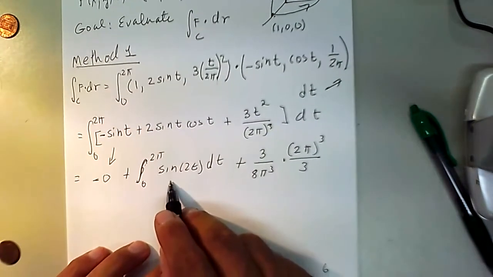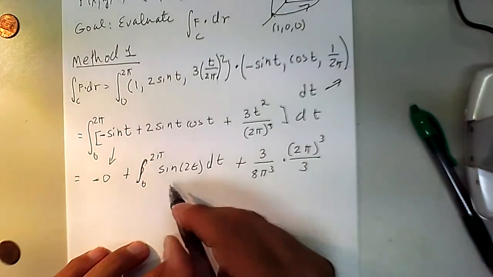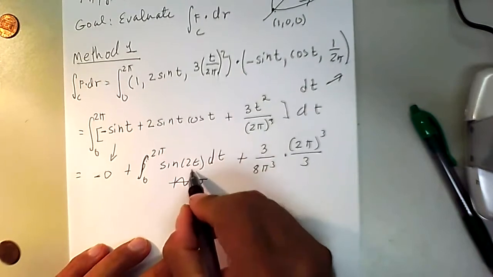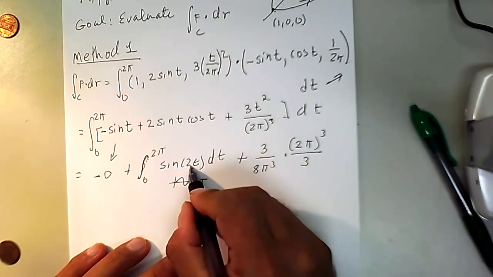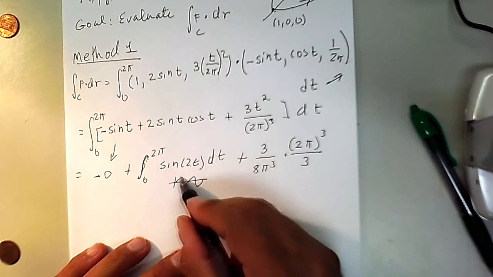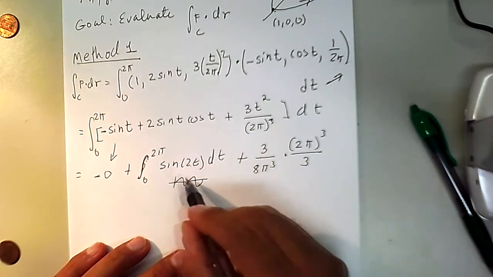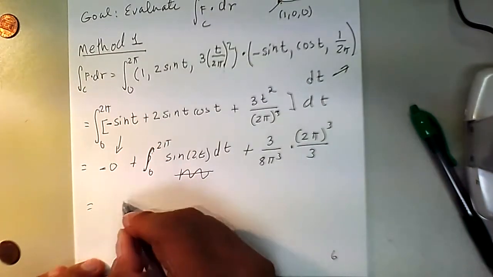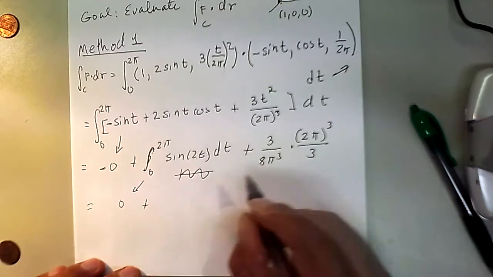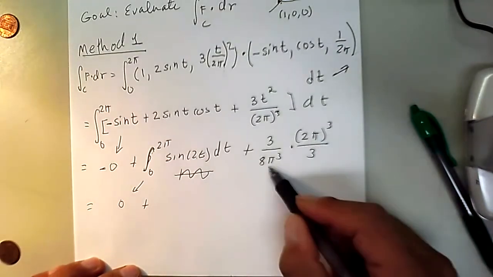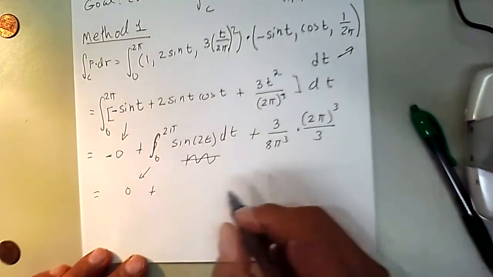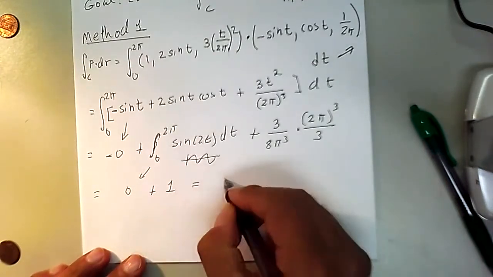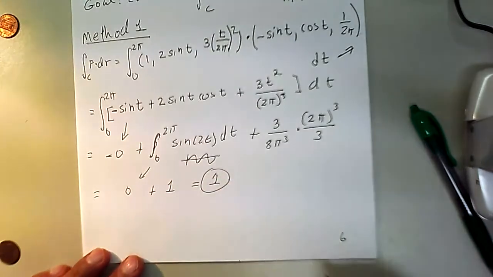That is going to be 0 because we got 2 waves. You know, this 2 increases the frequency, and we are going from 0 to 2 pi, so we got 2 complete waves of the sine function, and that's going to give us 0 as well. So we got 0 from this integral plus, and as we can tell, this is going to be 8 pi cubed. That simplifies with this, and the 3 is due to, so we end up with 0 plus 1. So the final answer is 1.